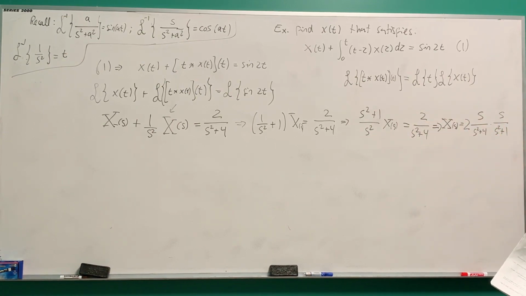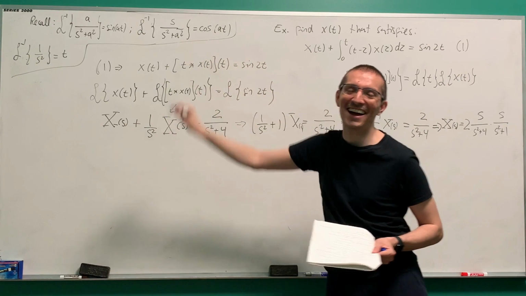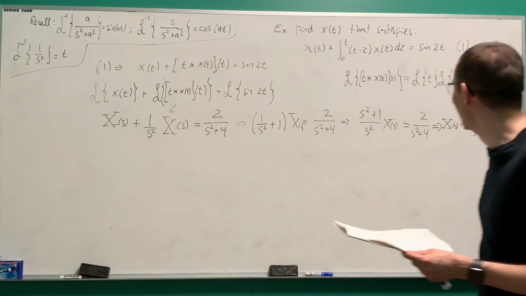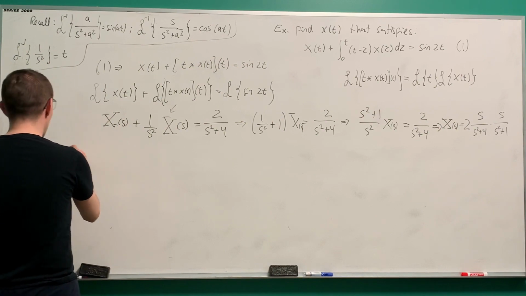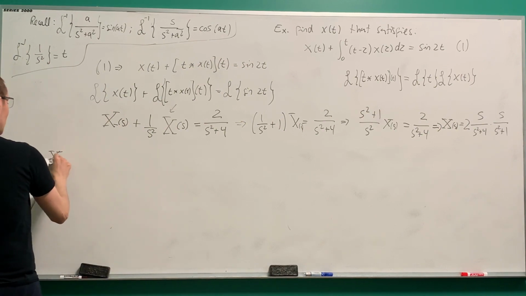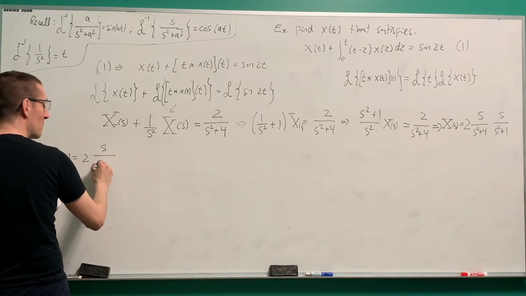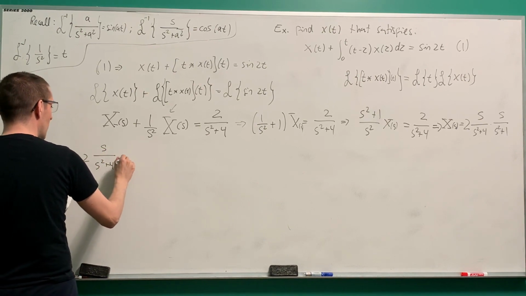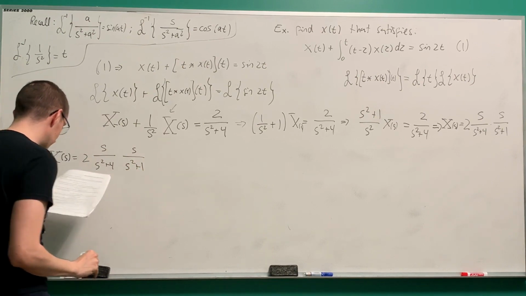Why do I write it like that? Because I realized that these two things are Laplace transforms of cosines. That's why I wrote them like that. So, if we continue, what we get is, I'll just copy here the result. X of s is equal to twice s divided by s squared plus 4, and then s divided by s squared plus 1. All right.